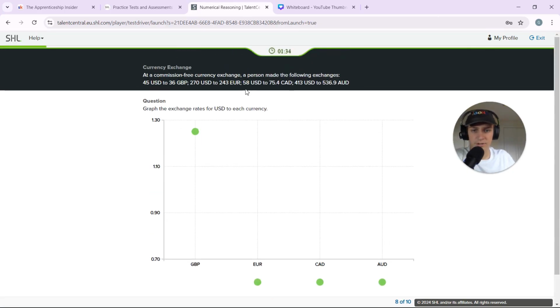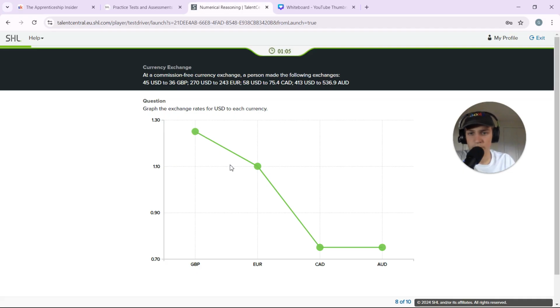So for example, you would do 270 divided by 243, and that's going to give us 1.1. Here you would do 58 divided by 75.4, which is going to give us 0.75. And then this one you do 536.9 divided by 413. No, you do it the other way around. 413 divided by 536.9. 0.77. So yes, I'd round it to that one. Is that right? Yeah, that looks right.